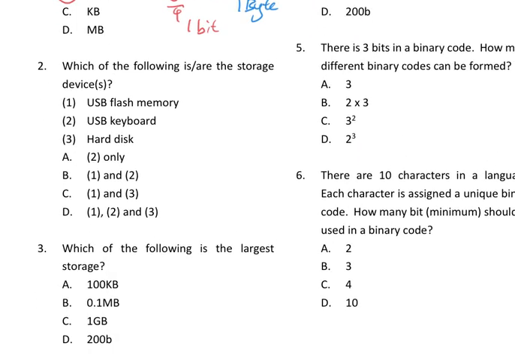And then the second one talks about which of the following is or are storage devices. That means there may be one storage device or more than one. So let's take a look. Actually, if you see the three answers, the second answer, keyboard, should not be a storage device. We can say that keyboard is only an input device. So for flash memory and hard disk, both of them are storage devices. So the answer should be 1 and 2, B.